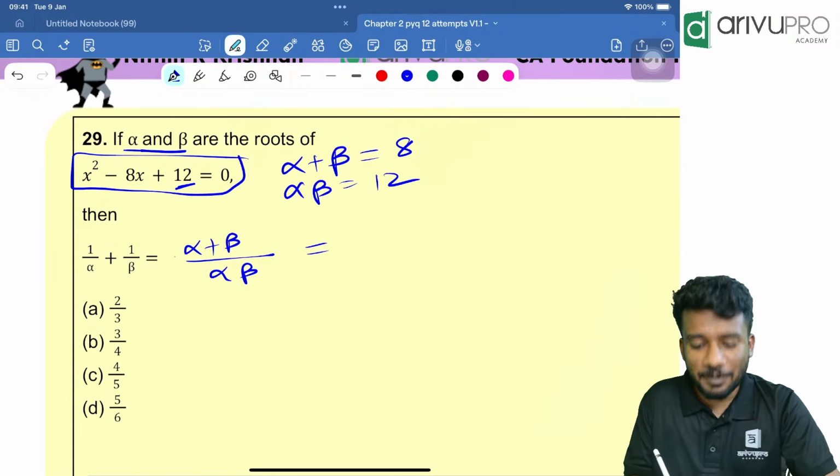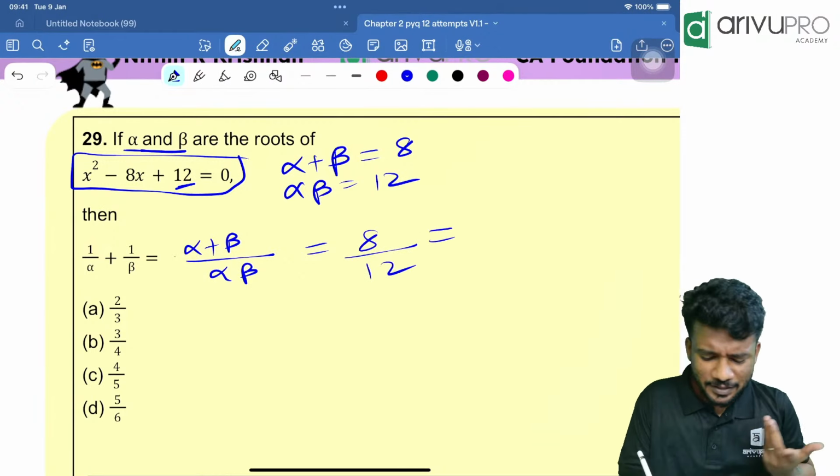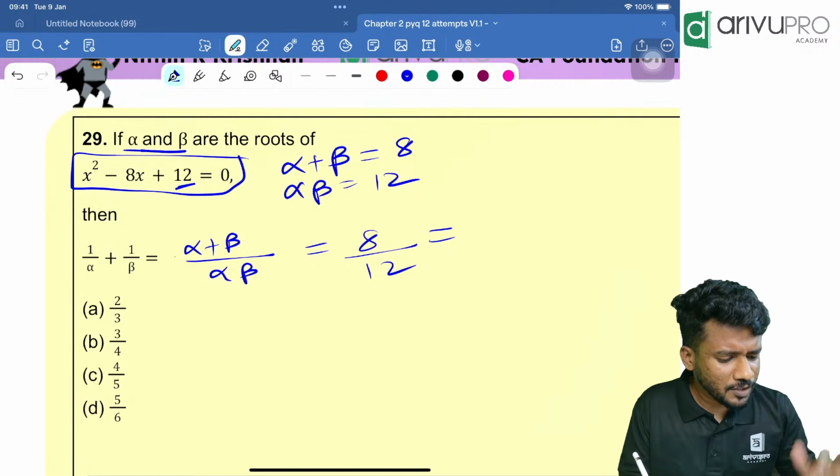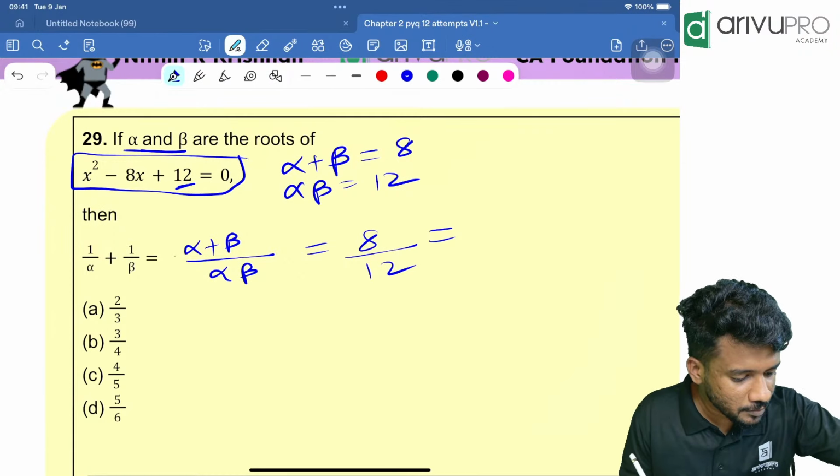Substitute, people. Alpha plus beta over alpha beta is 8 divided by 12. Take your calculator, 8 by 12. Hey, what is happening here? 8 divided by 12. Something goes wrong.